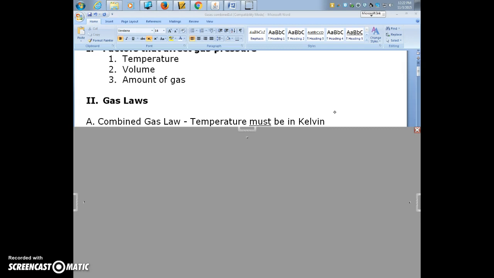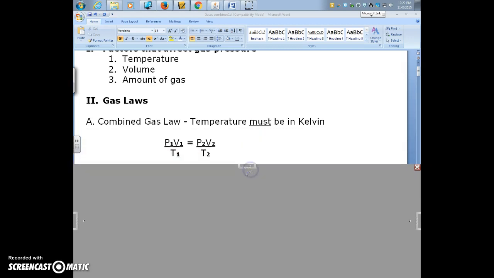Anytime you're dealing with any gas law, temperature must be in Kelvin. Even if the temperature is given in Celsius and they want the answer given in Celsius, these problems only work when the temperature is in Kelvin because we can't have negative numbers in there. The combined gas law looks like this: P1 V1 over T1 equals P2 V2 over T2. The P is obviously pressure, V is obviously volume, and T is obviously temperature.